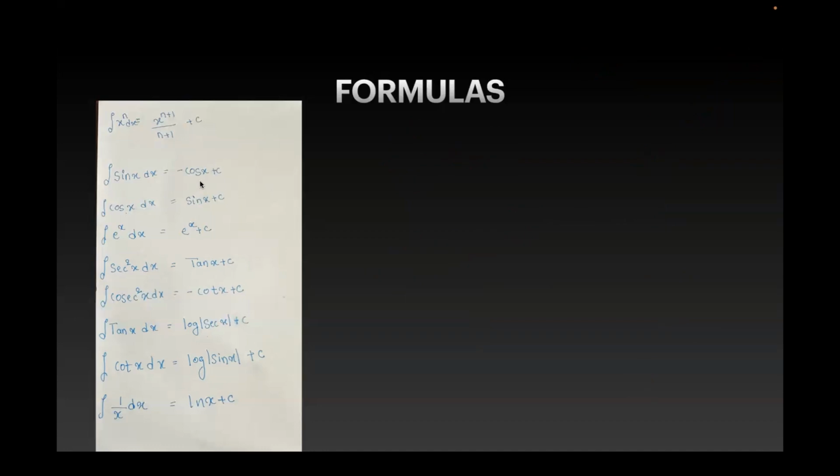See the other formulas. Integral sin x is what? Minus cos. Integral cos is sin. Integral e power x is e power x only. Integral secant square is tan. Integral cosecant square is minus cot. Integral tan is log mod secant, and integral cot is log mod sin. And this is very, very important: integral 1 by x dx is ln x. What is ln x? Ln is nothing but log of x to the base e, written as ln x.